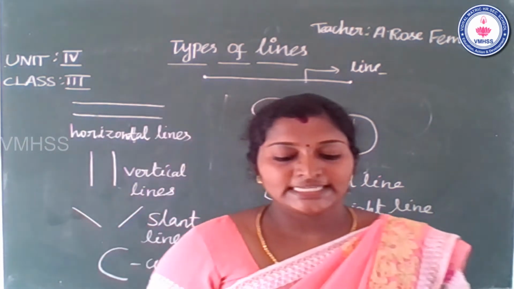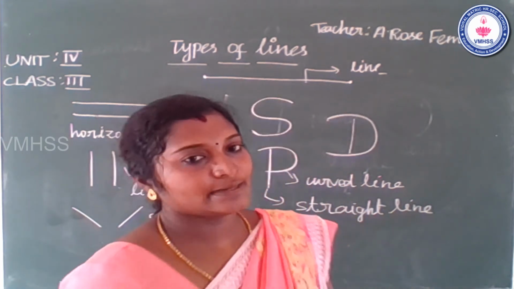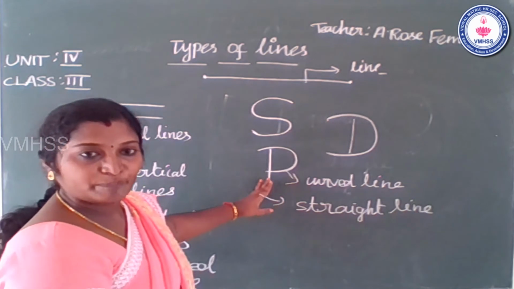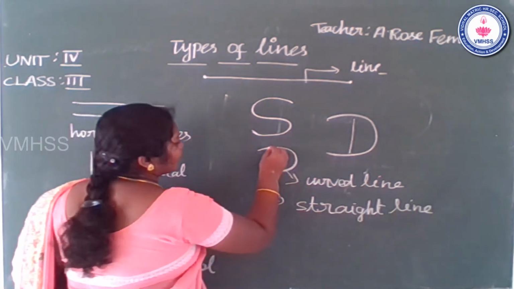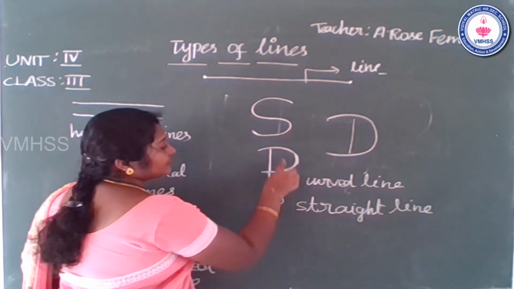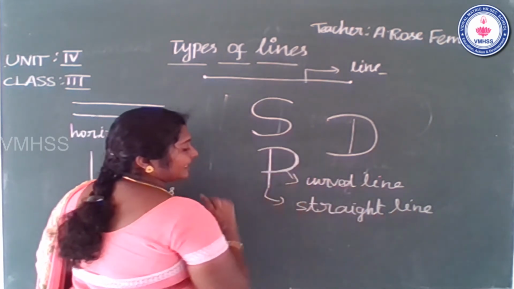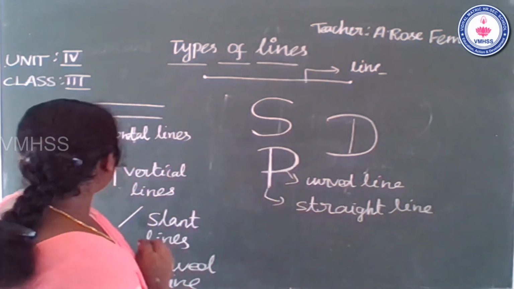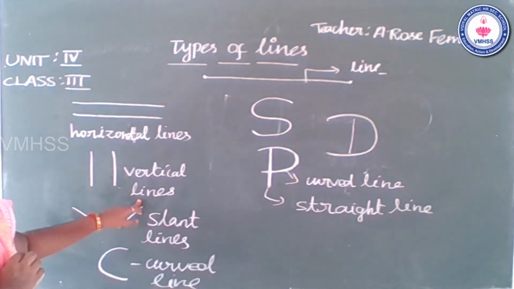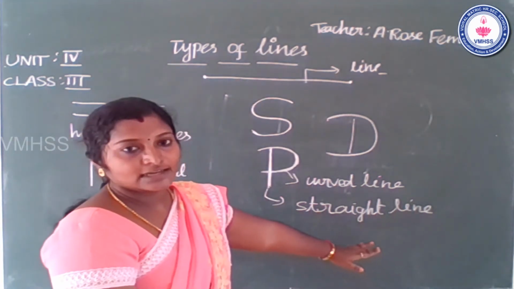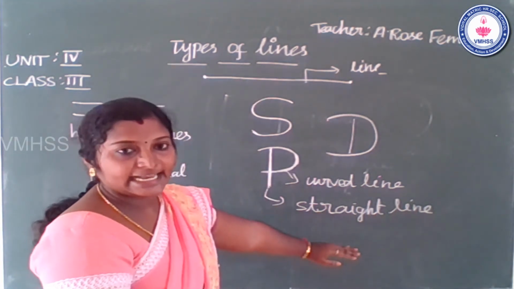See some examples using some letters, S and P. For example, the letter P. This one is the curved line. And this line is a straight line. This is the vertical line also. Straight line and vertical line are other names of each other.